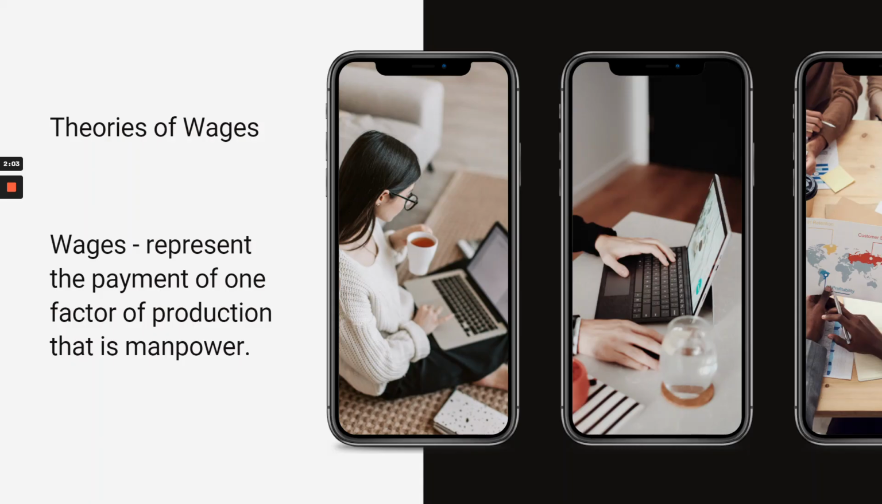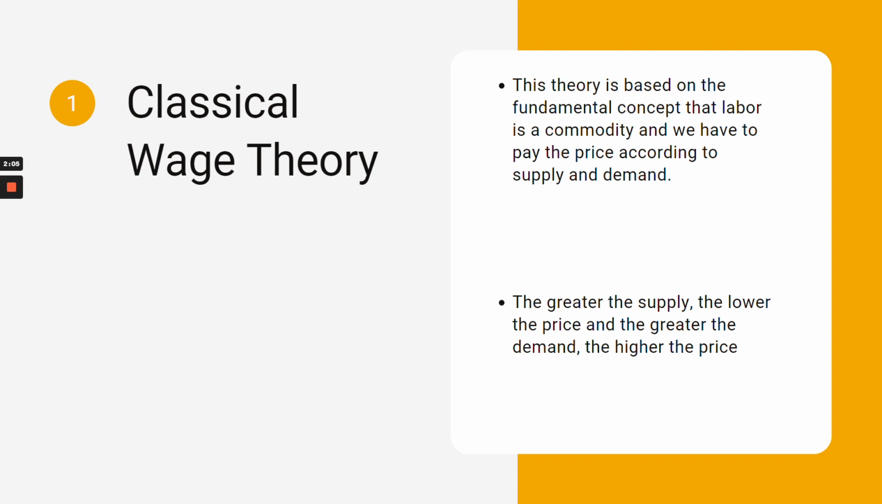Number one is classical wage theory. Classical wage theory is based upon the basic concept that labor is a commodity. It's like a product or a service, and we have to pay for it depending on the supply and the demand of the product, which is the labor. So the greater the supply of the labor, the lower the price is, right? If there are so many of that particular job, then they are paid less, okay?